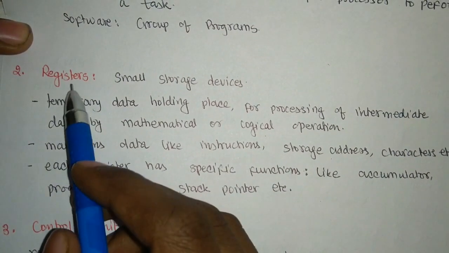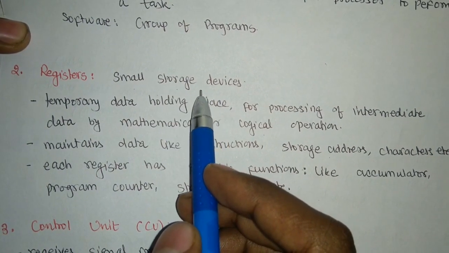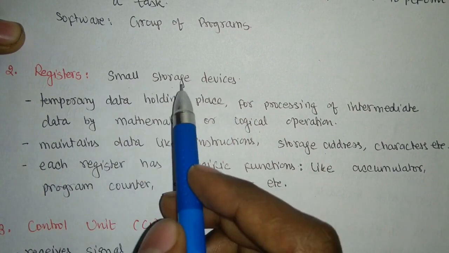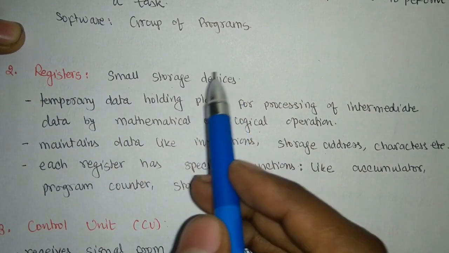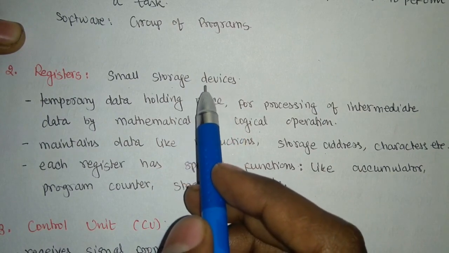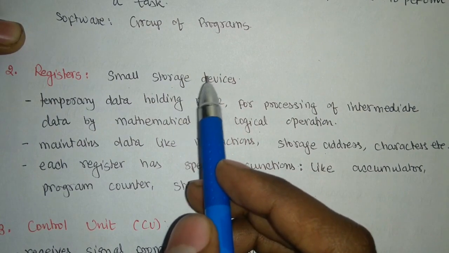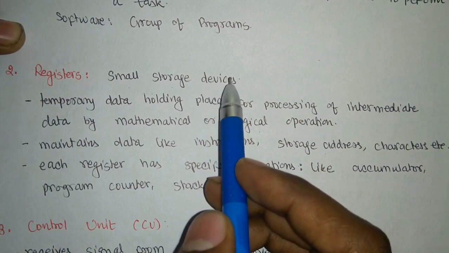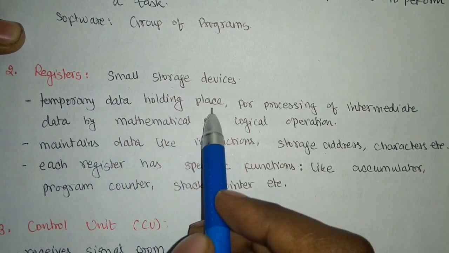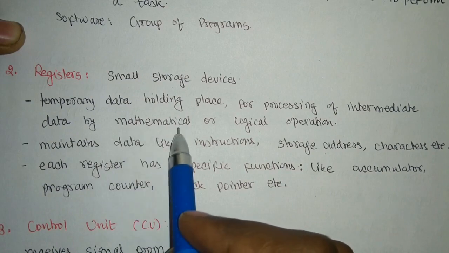So what is a register? It is basically a small storage device. We will be storing certain data in those registers. But in the case of a microprocessor, the registers are very small, their capacity is very small, so we can only store temporary data in there. For permanent data or for our programs to be stored, we need to use external memory. A register is a temporary data holding place for processing of intermediate data by mathematical or logical operations.